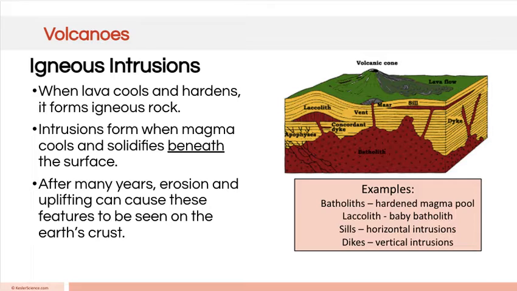So you remember that we talked about rock formations and aging of rocks in the past. And we had those issues when lava would ooze into the cracks, it would be called an intrusion. After many years, erosion and uplifting can cause these features to be seen on the Earth's crust. You can see some examples. We have the batholiths, the laccolith, the sills, and the dikes.